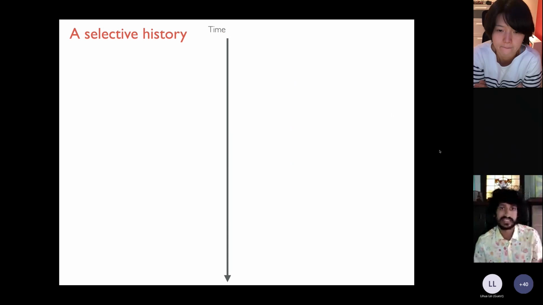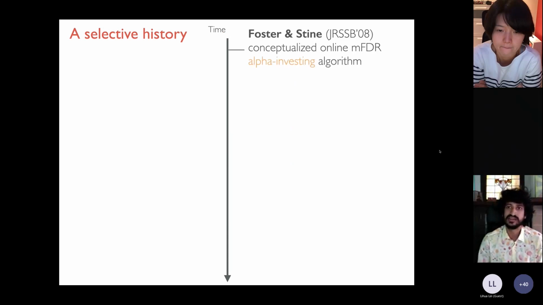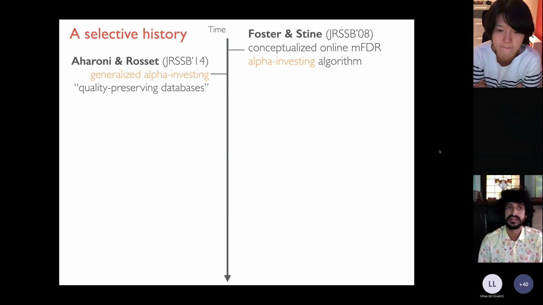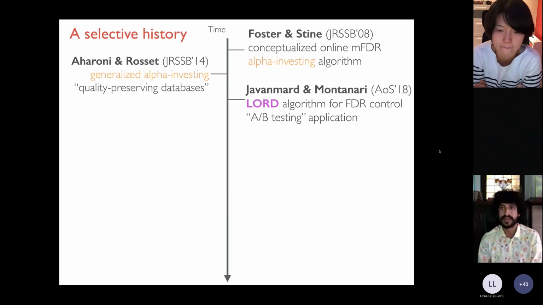Okay, so here's a little bit of a history of how this area has proceeded. Foster and Stein conceptualized it in their RSS 2008 paper. They called it alpha investing. Aharoni and Rosset talked about quality preserving databases and generalized this alpha investing algorithm. Then a few years ago, it really picked up in the last few years, Javanmard and Montanari came up with a different algorithm, LORD, which they first proved controlled FDR, not the MFDR, and they were the ones that went away from the quality preserving databases motivation to this kind of application of repeated different A/B tests.